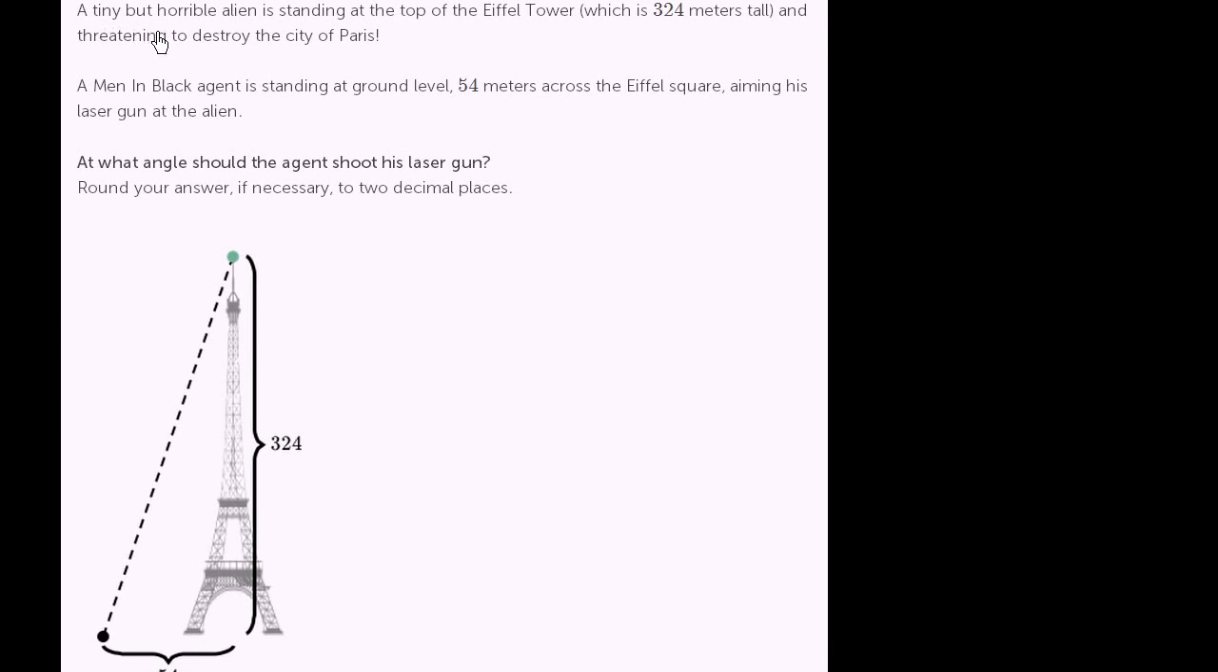A tiny but horrible alien is standing at the top of the Eiffel Tower. So this is where the tiny but horrible alien is, which is 324 meters tall, and they label that the height of the Eiffel Tower, and threatening to destroy the city of Paris.